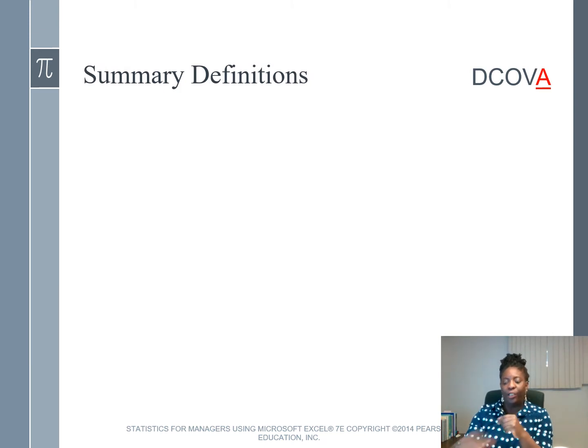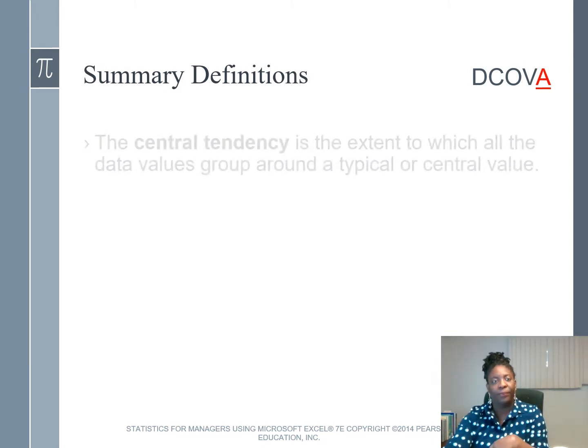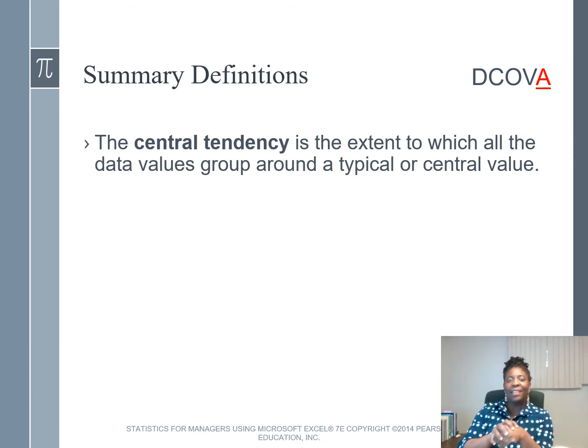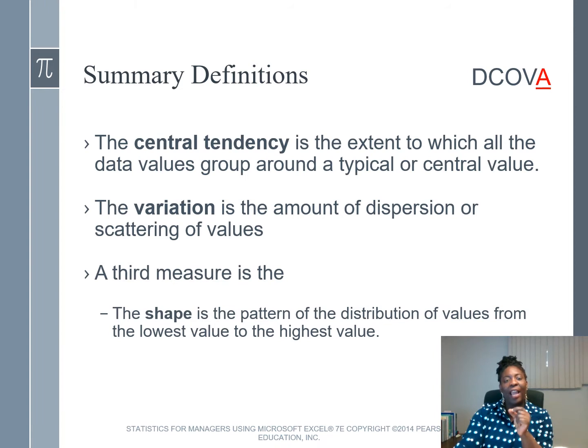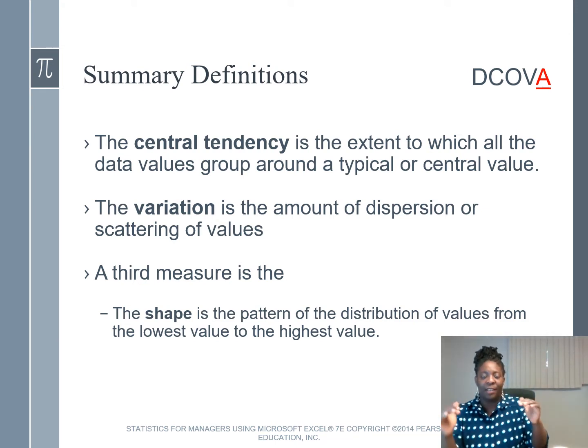So let's do some quick definitions first. Central tendency is the tendency to which all the data values group around a typical or central value. Variation is the amount of dispersion or scattering of values. And shape is the pattern of the distribution of values from the lowest value to the highest value. And that's what I'm talking about: how is the data grouped, what is in the center, what is on the side, and so on.